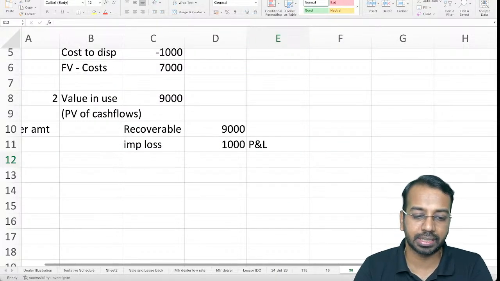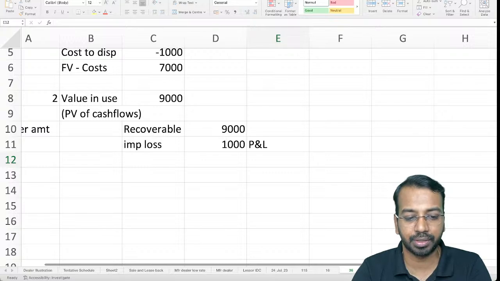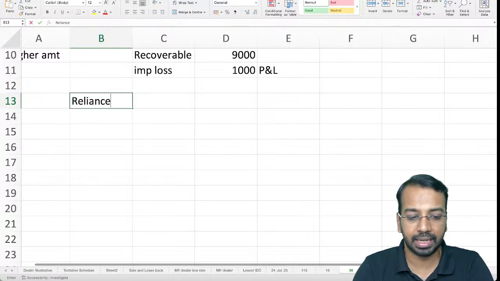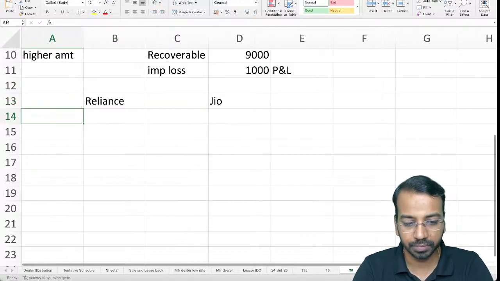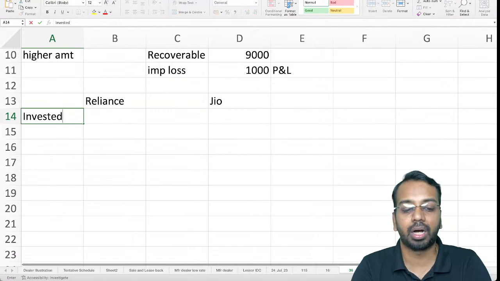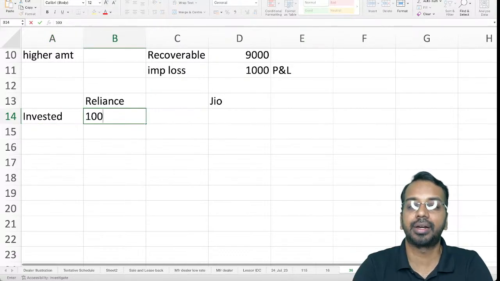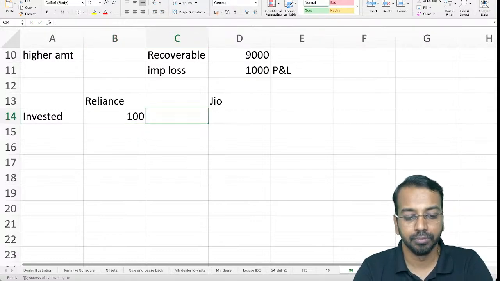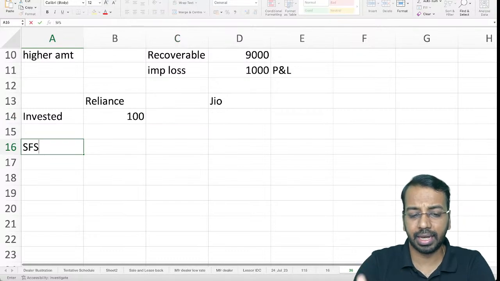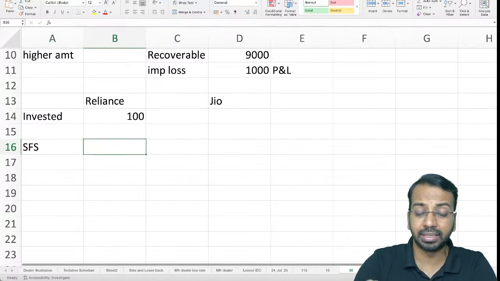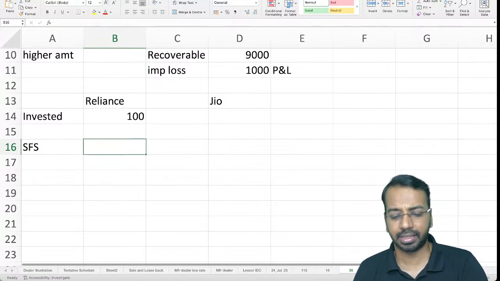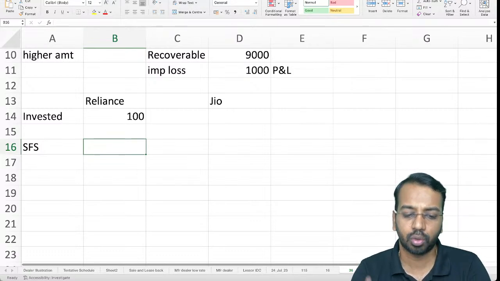Advanced concepts we will understand subsequently in the business combination chapter. Let us say this is Reliance, this is Jio. Reliance has invested 100 crores in Jio. Now in the standalone financial statement, we'll understand subsequently, Reliance can carry this in multiple ways, so I'll not get into all of that. In the standalone financial statement, let us say this is being carried at an amount of 100 only. We're carrying it at cost only.